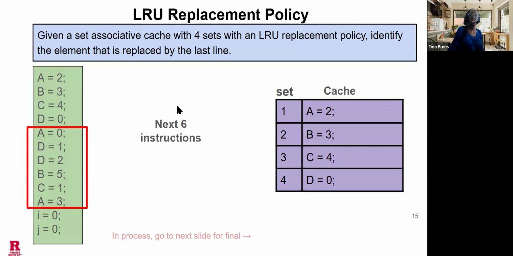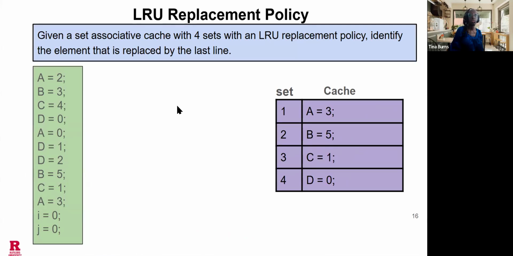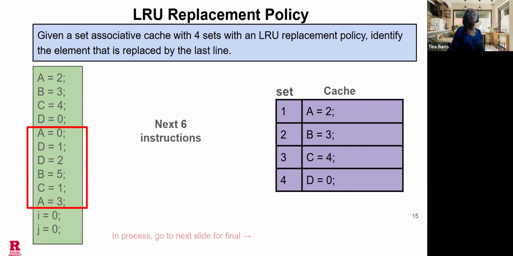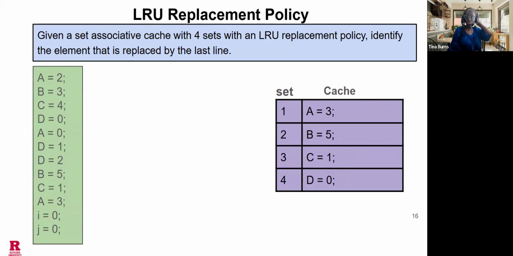So my next 6 instructions then look like this. Oh, wait, did I do that right? Yeah, my next set of instructions then looks like this, where A is equal to 3, B is equal to 5, C is equal to 1, that is the last known item, D is equal to 0.